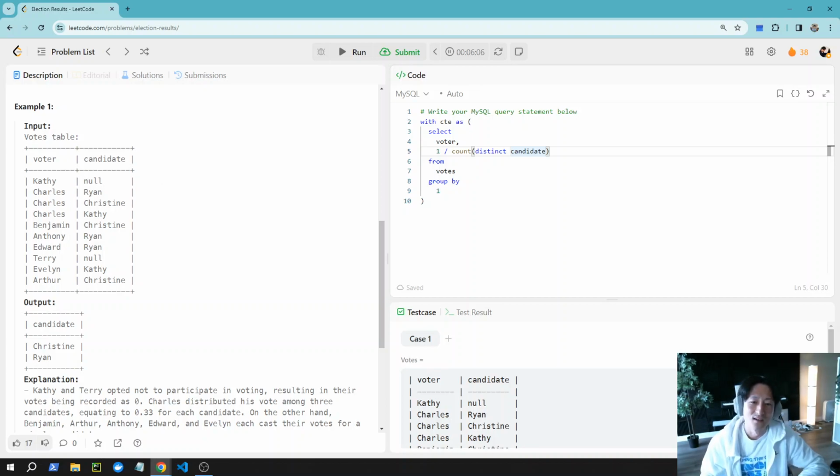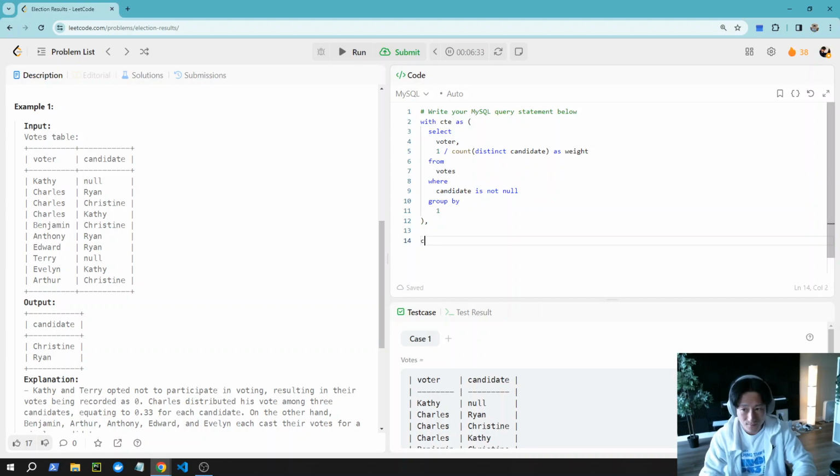So I'm going to filter out null. I'm not going to compute weight for the null case. So I'm going to have where candidate is not null, and then this division is going to work. And then I'm going to call it weight.